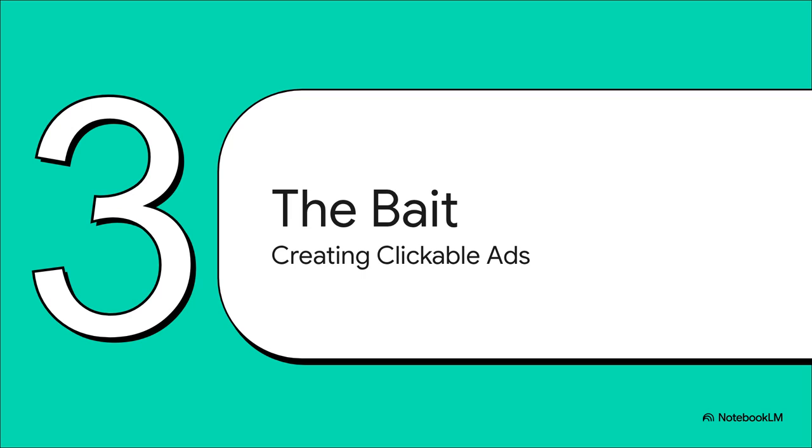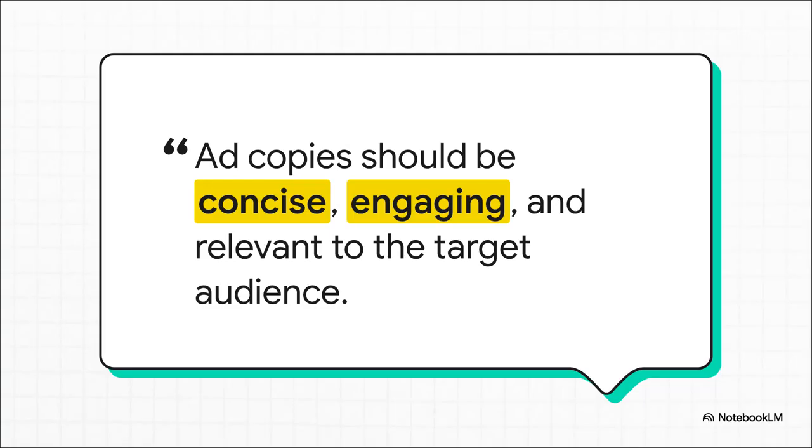This is all about crafting the actual ad. You know, the bait that's going to make somebody stop what they're doing and actually click. This right here is the golden rule. The words in your ad, what we call the ad copy, have to pack a punch. It's got to be quick, it's got to be interesting, and most importantly, it has to make sense to the person seeing it. Nobody's going to click on an ad that's confusing or totally random.